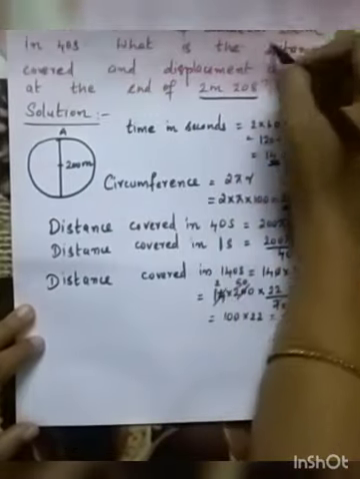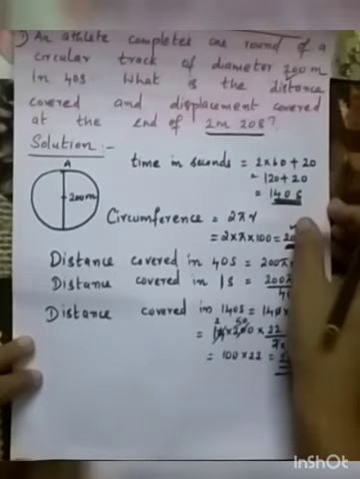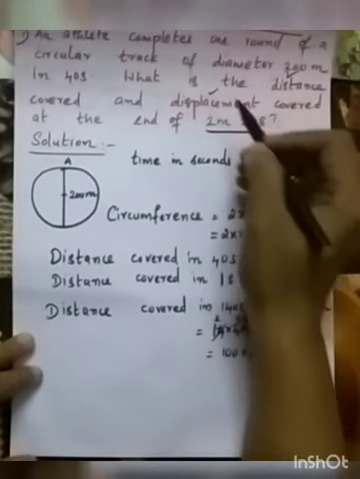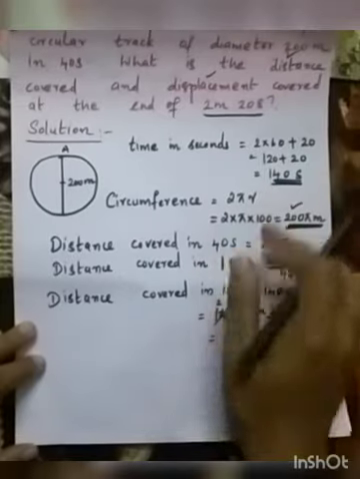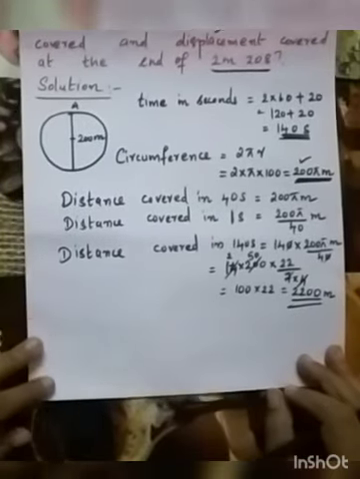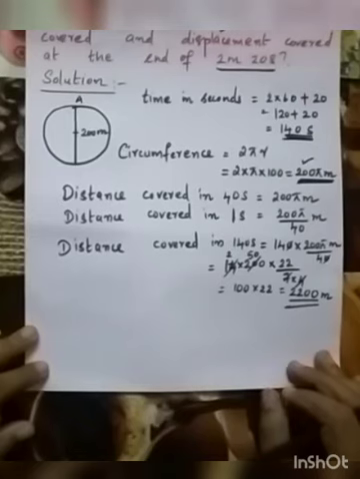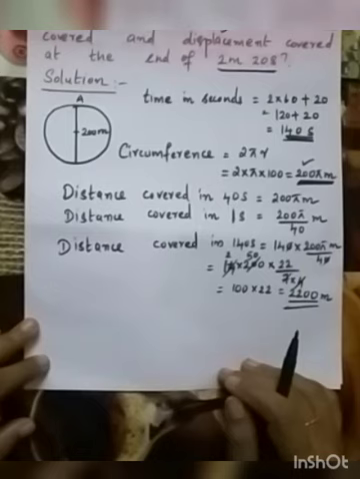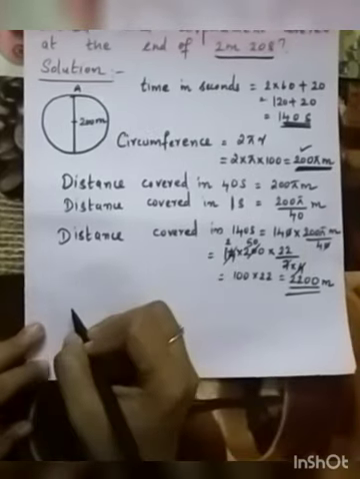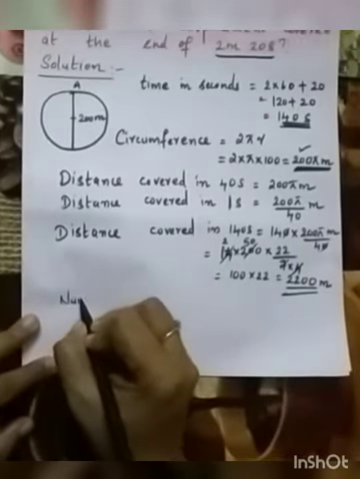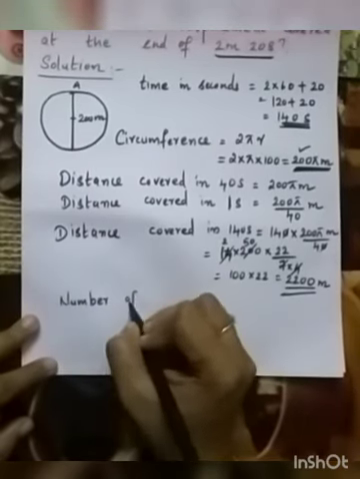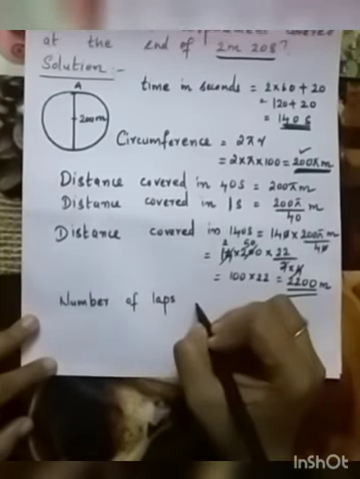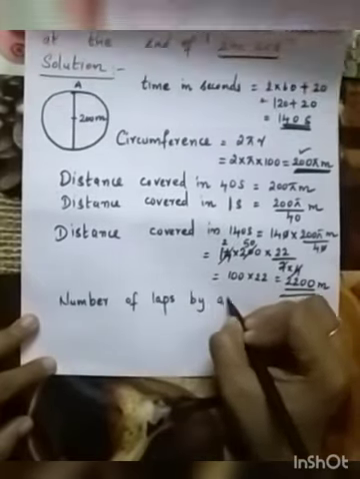So one section of the question is over. We have found the distance. Next, we must find the displacement covered at the end of 140 seconds. So how to find the displacement? For that, we must know where the athlete is after 140 seconds. So how many rounds will the athlete be able to complete within 140 seconds? That you must find out. So the number of laps or number of rounds completed by the athlete.